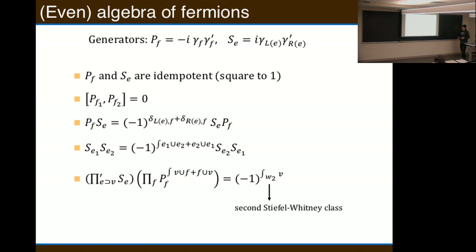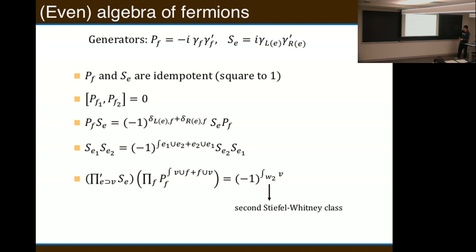So it turns out we can summarize the fermion algebra on the 2D lattice by at least five different rules. The first one, the hopping squared and the parity squared are equal to 1, of course. And the parities commute with each other. And a fermion parity only anti-commutes with the hopping such that the hopping touches the face. And this is the most difficult part. When we try to check the commutation of the hopping, this will give this top part. And then the final one is the identity.